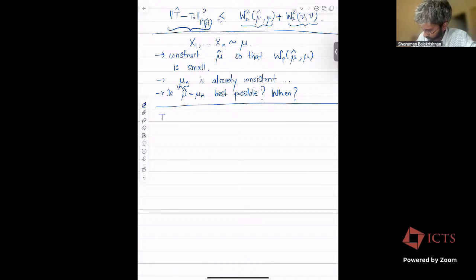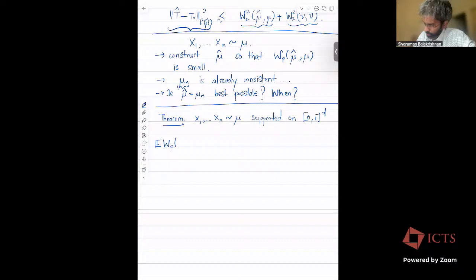So here's the theorem. You can generalize this in many different ways, but maybe this is the simplest setup. So I give you x1 through xn from some distribution mu, and let's say that mu is supported on some compact set, which we'll take to be the unit cube. And now we're just going to ask, okay, what can you say about the empirical measure? And this is the result that is known.